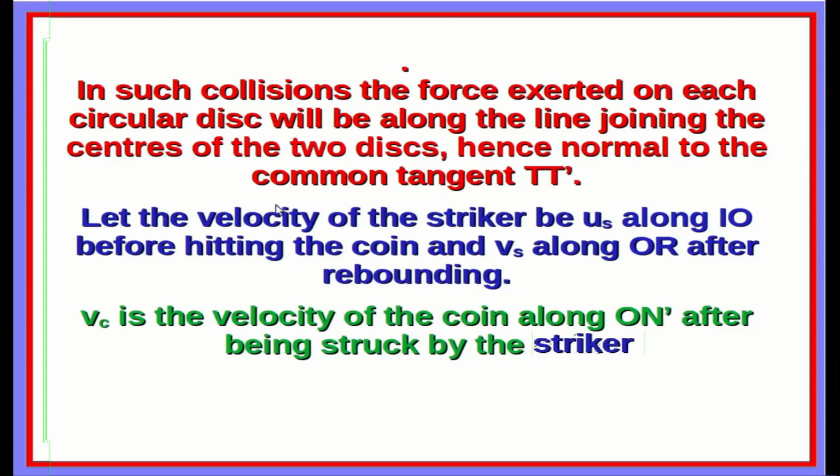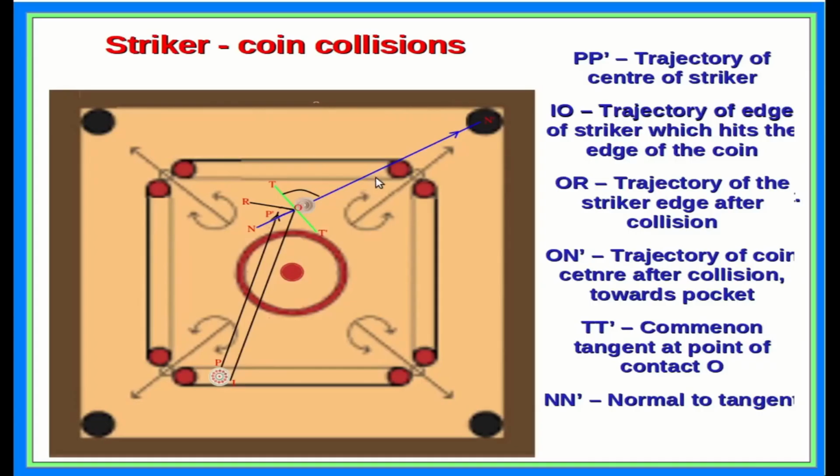Now let us suppose that the velocity of the striker is Us along IO before hitting the coin and Vs along OR after rebounding. Vc is the velocity of the coin along ON prime after being struck by the striker. Of course, before being struck by the striker, we assume that the coin is at rest. So we are concerned only with the velocity of the coin after it is struck by the striker. So Vc is that particular velocity.